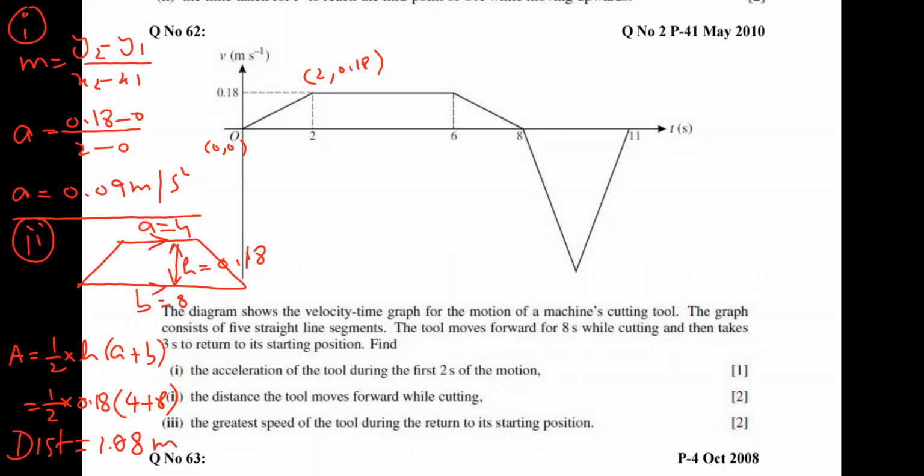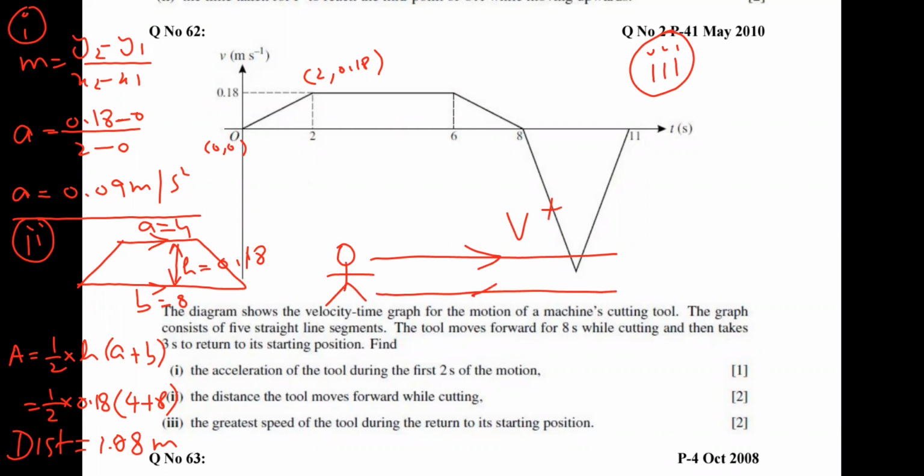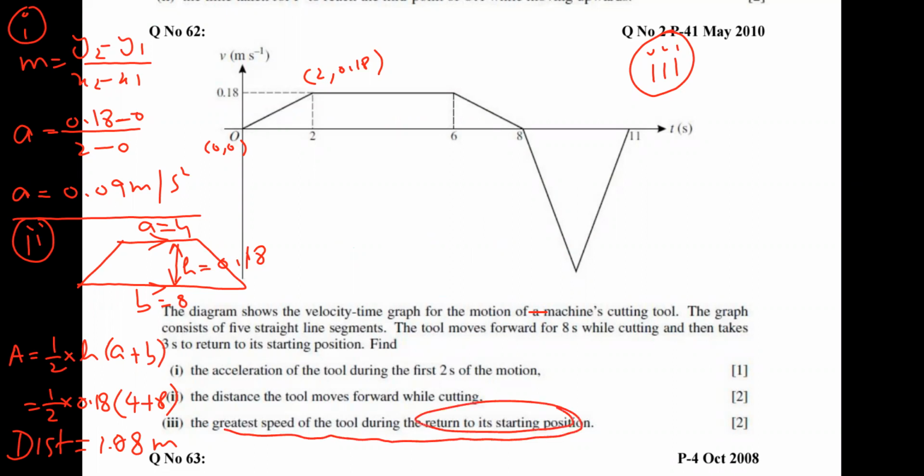Now I am going for the last part, the third part. This is a little technical, and I told you only one point. Going forward and coming backward, the distance is the same. I said many times, when you are going away from the observer, let's say this is the observer, the velocity is positive. When you are coming backward, velocity is always negative. And you know that going forward and coming backward, the distance is the same. So he is asking for the greatest speed of the tool while returning to the starting position. So this speed I am looking for.